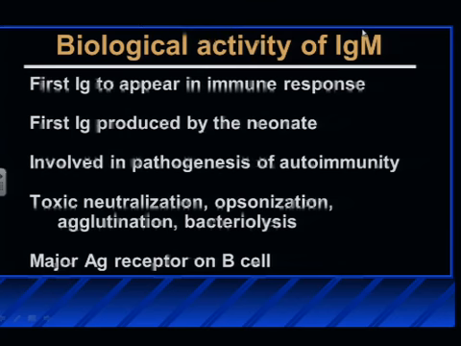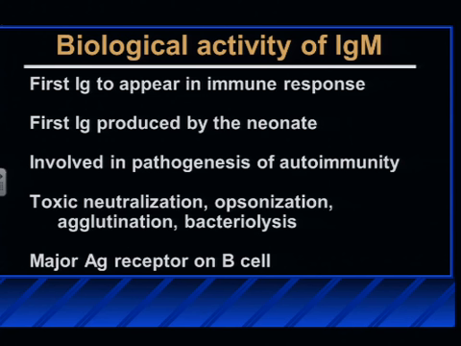Okay, for example, it's the first immunoglobulin to appear in an immune response the first time you see an antigen. So in a primary antibody response, meaning the first time you encounter an antigen, the first wave of antibodies to that antigen are usually of the IgM class. It is also the first immunoglobulin produced by neonates.